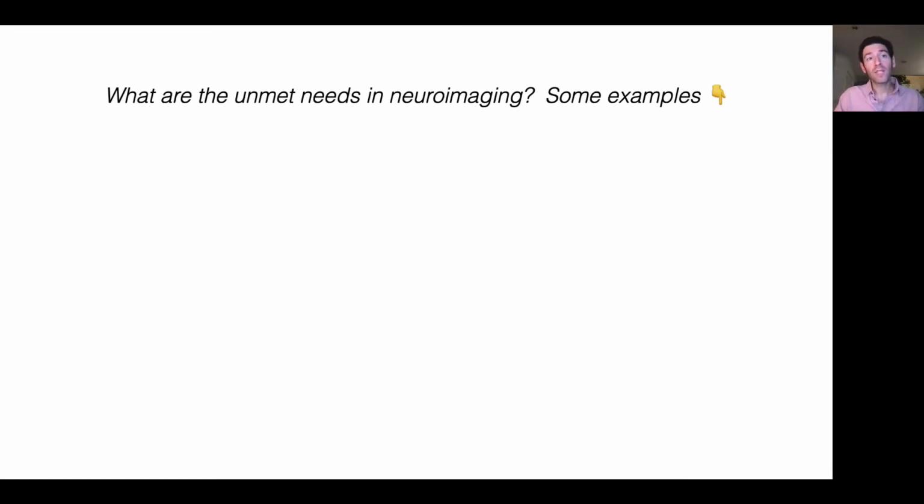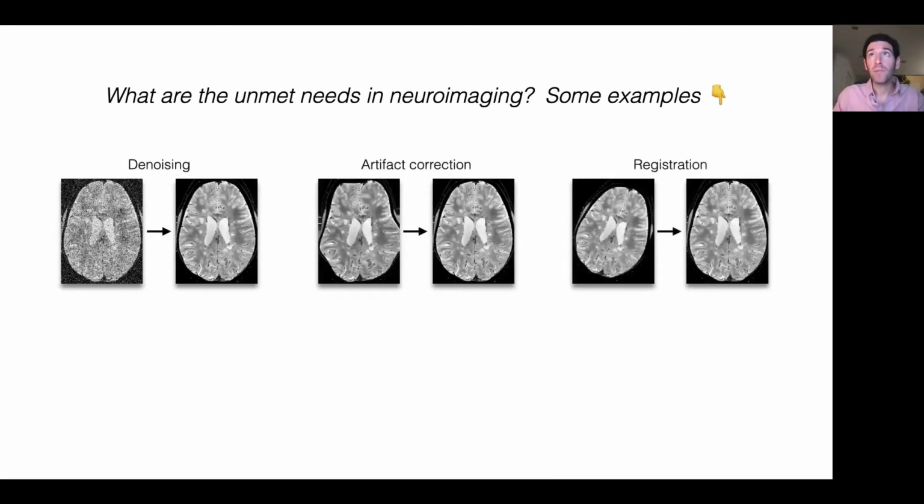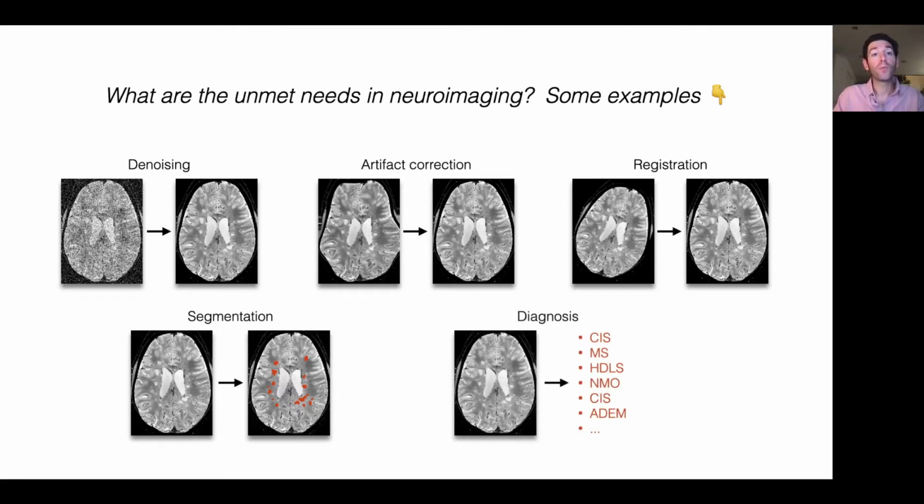So first of all, let's talk about some of the issues in neuroimaging research that require attention. Neuroimaging data require a lot of processing, such as denoising, artifact correction, image registration, image segmentation, and typically the end goal of all those processing is to improve diagnosis of certain pathologies. For the past 3 decades, researchers have relied on traditional computer vision and machine learning methods, but many of these methods are still far from being perfect, and also they don't generalize well.